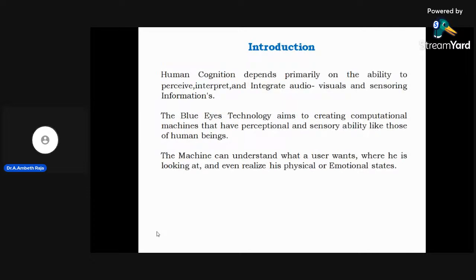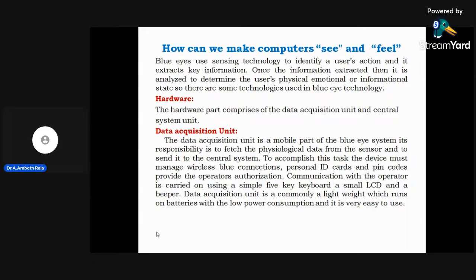The introduction of Blue Eyes Technology: human cognition depends primarily on the ability to perceive, interpret, and integrate audio, visuals, and sensory information. Blue Eyes Technology aims at creating computational machines that have the perception and sensory abilities of human beings. The machine can understand what a user wants, where he is looking, and even realize his physical or emotional states. How can we make computers see and feel in Blue Eyes Technology?